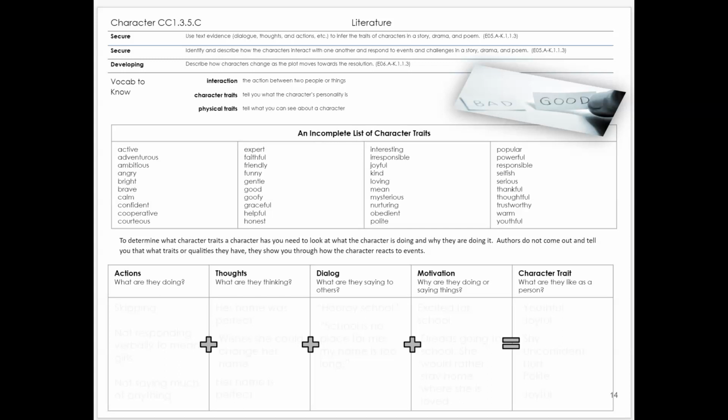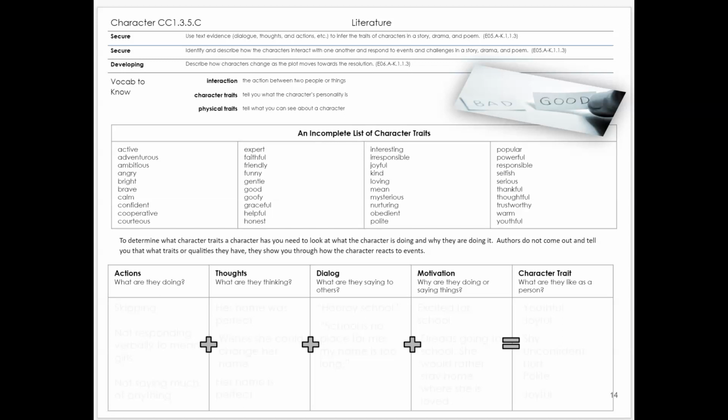There is a chart here that is a very incomplete list of character traits, but when we're thinking about character traits, physical traits are a way that we describe people. Does someone have brown hair? Do they have brown eyes? Does their smile sparkle when they're laughing? Things like that are physical traits, but character traits that we're looking at here are more about their personalities.